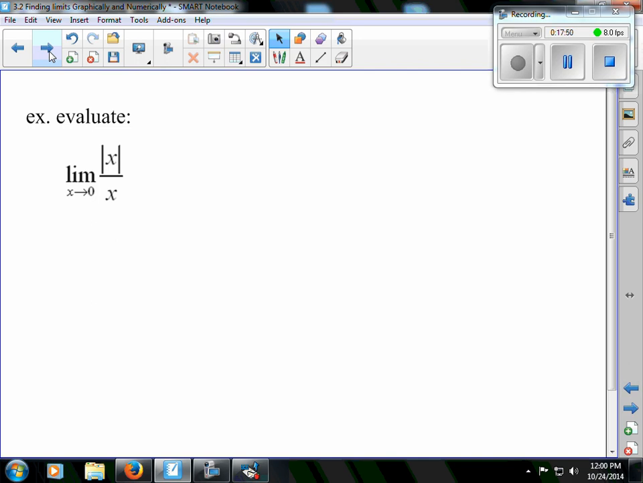This is our final example. In this final example, I would like for you to find the limit as x goes to 0 of the absolute value of x divided by x. You're going to want to use your calculators here. You can do this with a graph. You could graph this on your calculators, or you could set up a table. But I'm going to look to see what you get for your answer.